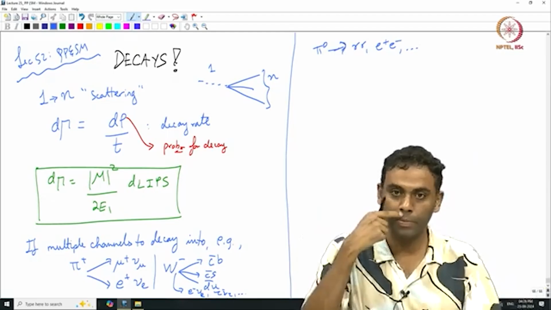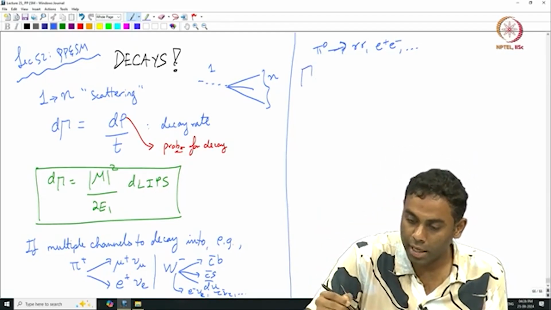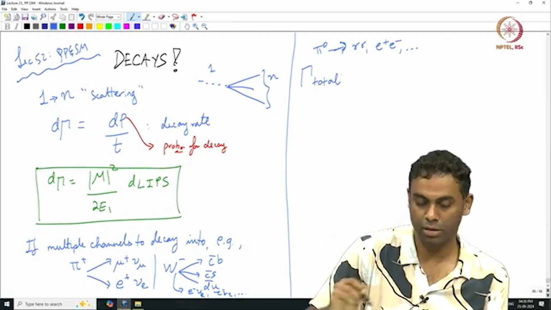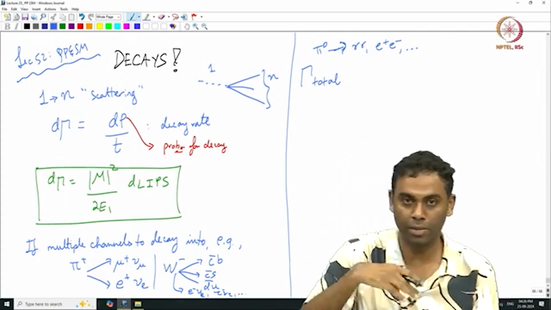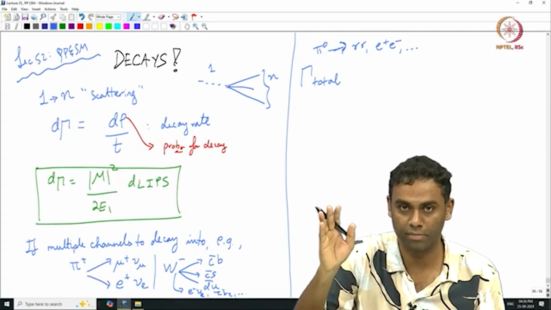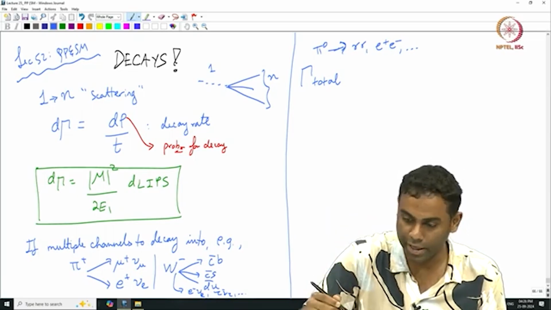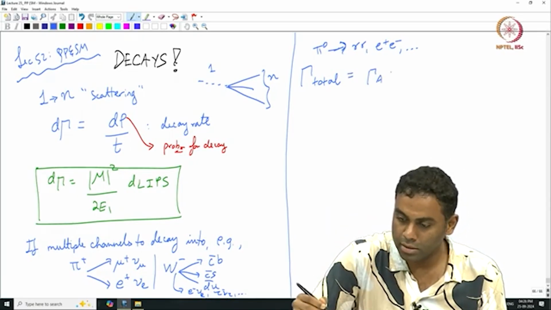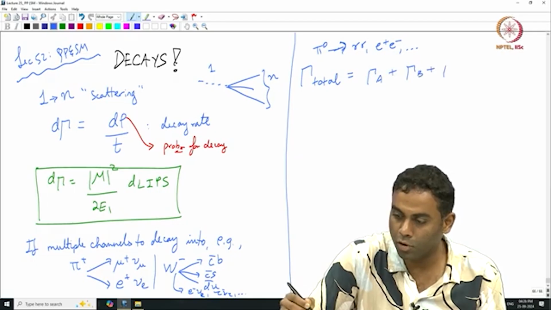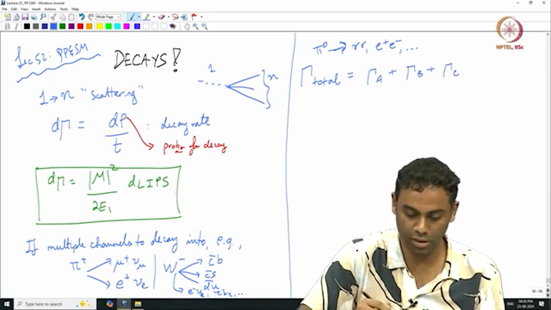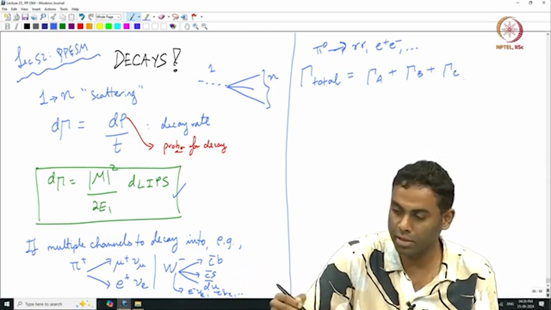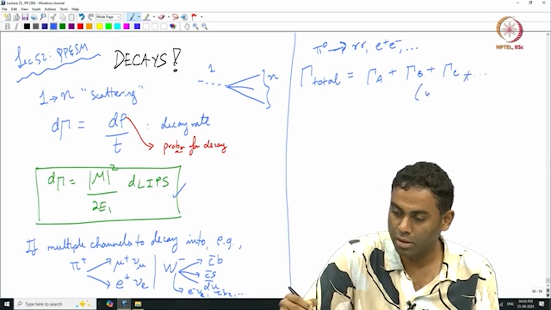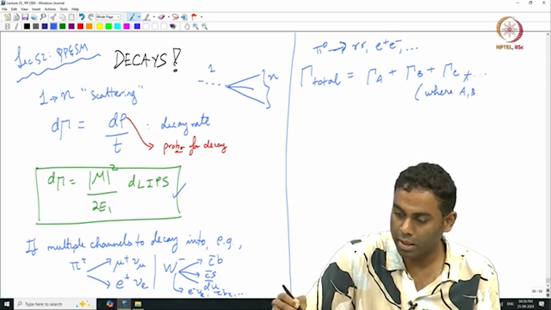When we have this, we can of course write the total decay width. There's a reason this is called the width, but let's not get into it now. Sometimes I might use that word. Just think of it as the total decay rate. The total decay rate is the sum of the rates for each channel. You have to compute this using this for each channel and just sum them up. That's it. Very intuitive, right? So plus dot dot dot, where A, B, C, dot dot dot are channels.